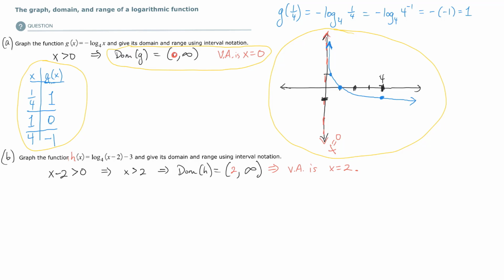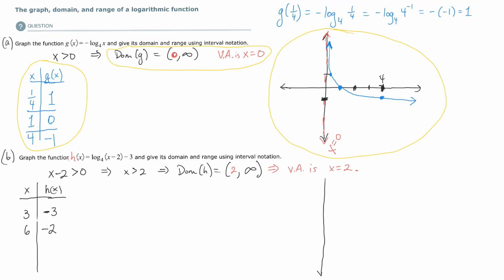Let's get some convenient ordered pairs here. The input is x. The output is h of x. Let's pick x to be 3. If x is 3, we're in good shape. The output would be negative 3. What else could we pick? Why don't we pick x to be 6? If x is 6, we get 1 minus 3, which is negative 2. And I'm going to say that's enough. With the vertical asymptote and with 2 ordered pairs, you could sketch this graph.